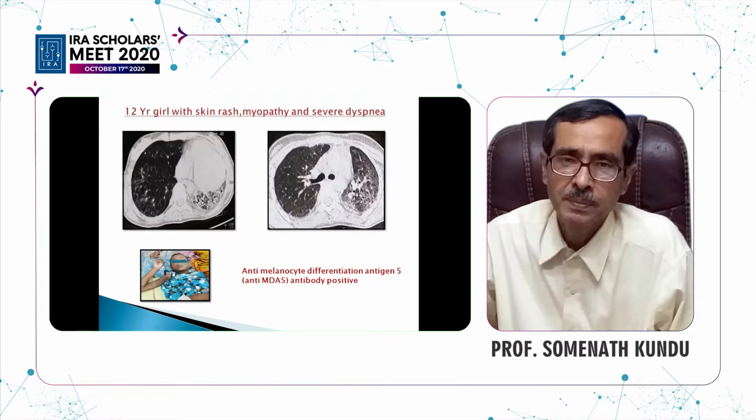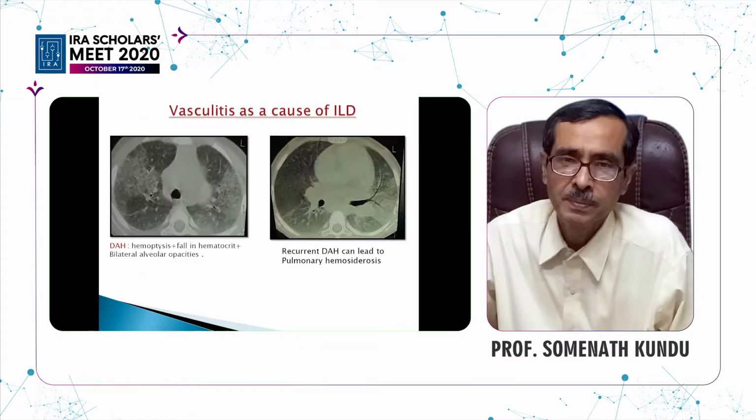Moving on to vasculitis, an important cause of interstitial lung disorder. The focus is on diffuse alveolar hemorrhage. The triad: presence of hemoptysis, fall of hematocrit, and bilateral alveolar opacities. Remember, diffuse alveolar hemorrhage can be recurrent, and recurrent DAH can lead to interstitial fibrosis and pulmonary hemosiderosis.